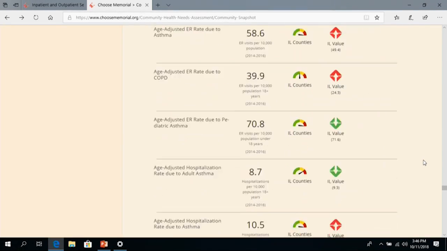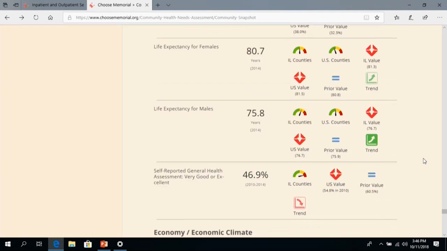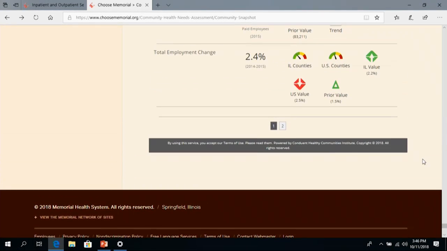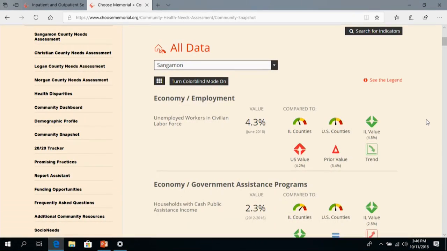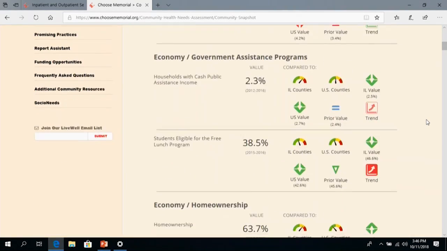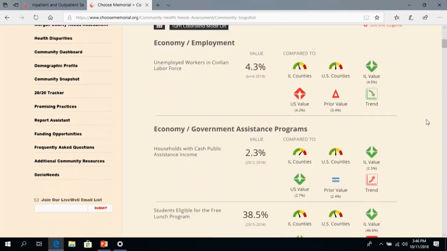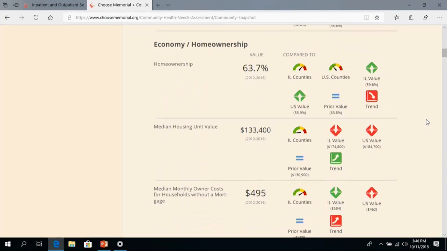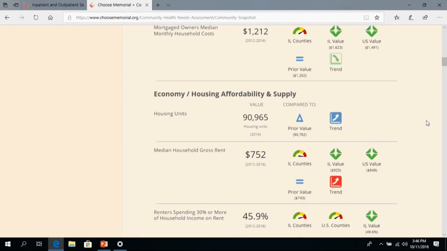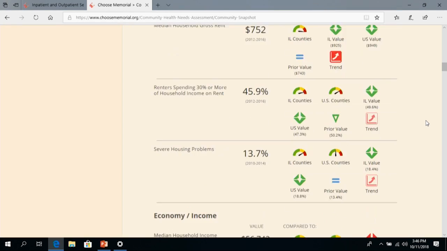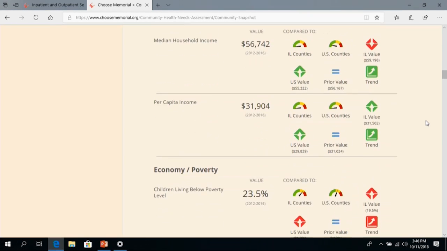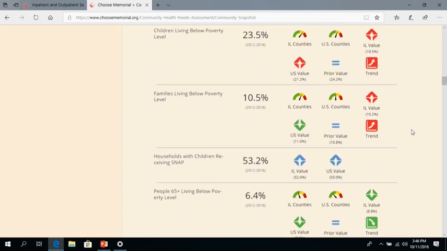I'm going to go way down to the bottom here just because I want to show you, you may not be aware of this, there's a page 2. So a lot of the socioeconomic indicators live over here on page 2. So we have your employment rates, the government assistance, home ownership, housing affordability, and economy and poverty, and those things.